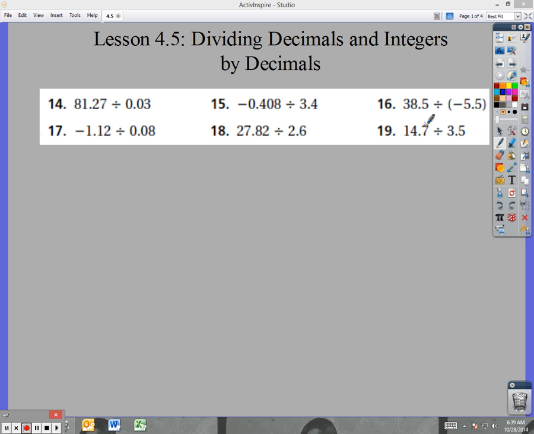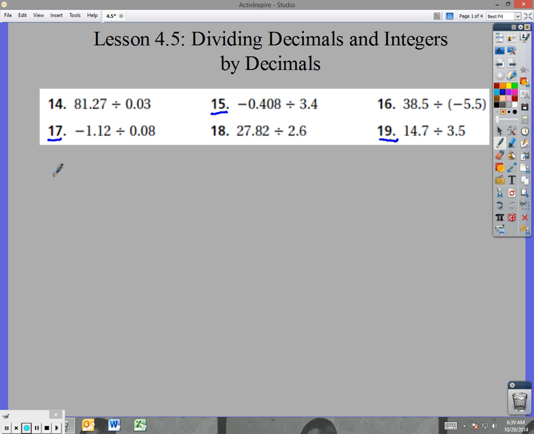For this video, I'm going to focus on 15, 17, and 19. I'm just going to focus on the odd problems here. I will actually post the answers to 14, 16, and 18 once I'm done with these three problems.